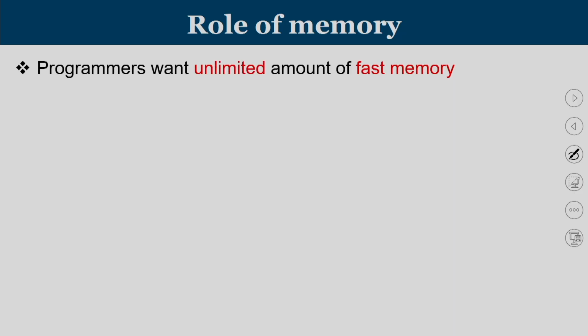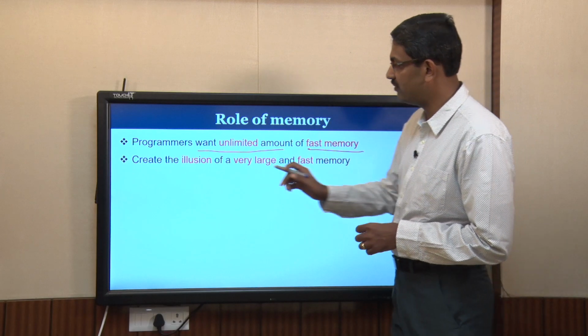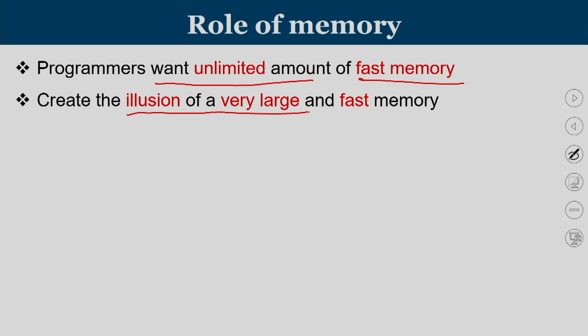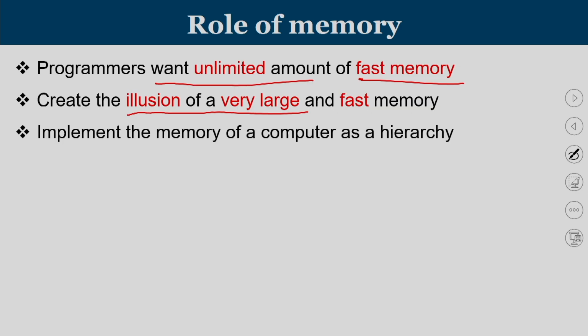Programmers always want an unlimited amount of fast memory, and what we are trying to do with the help of a memory hierarchy is to create an illusion that we have very large memory and very fast memory. Typically, the programmer wants an unlimited amount of memory and it should be very fast. Even though our memory is not unlimited, we create an illusion that memory is very large and fast as well. So, how is it done?